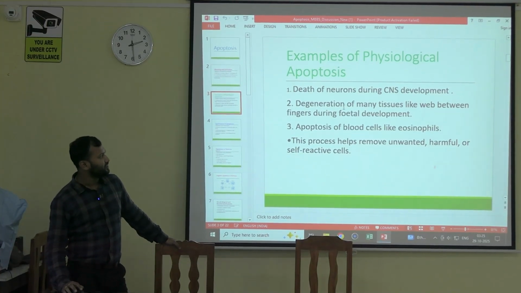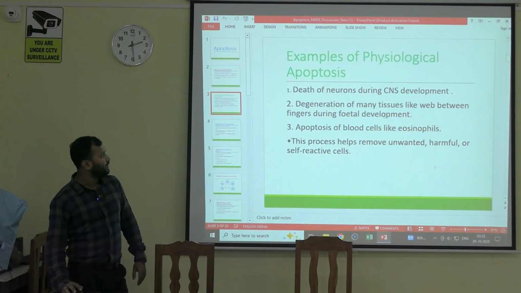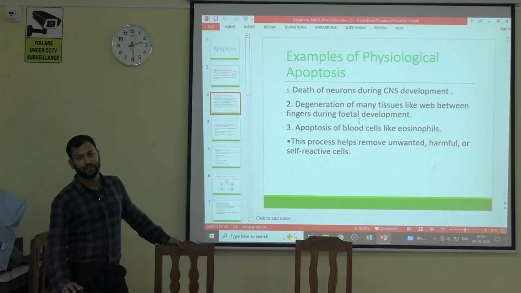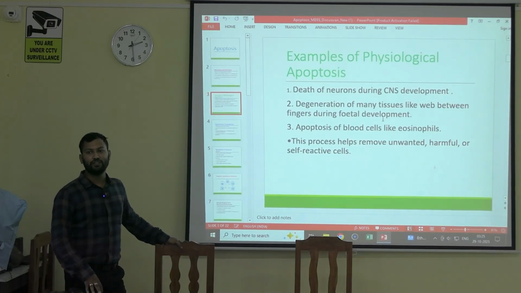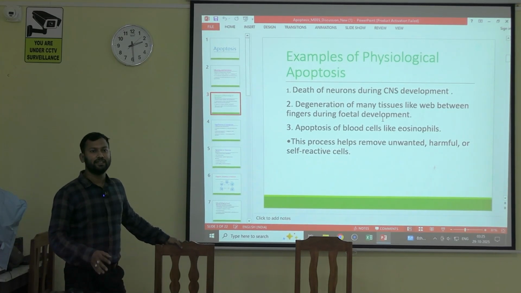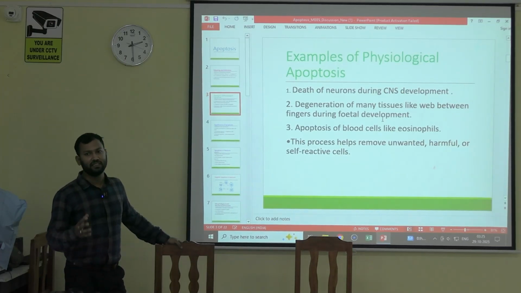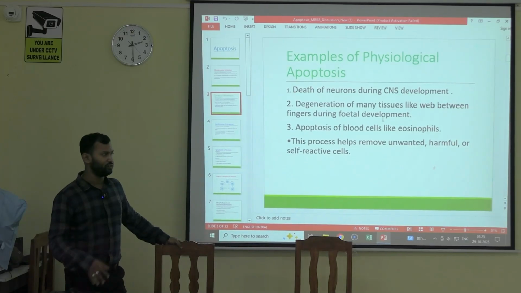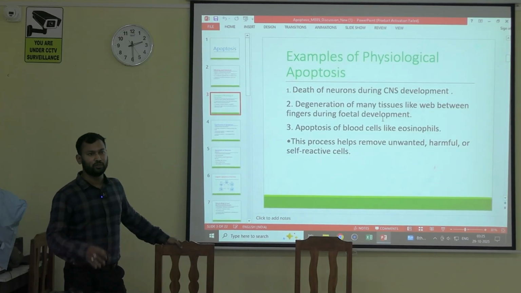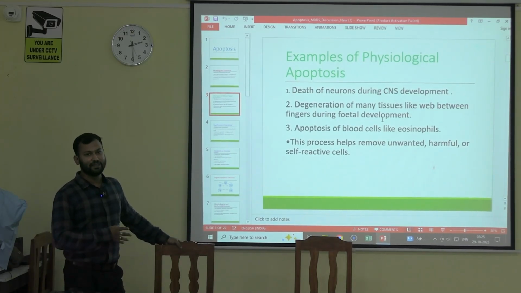Then there is degeneration of many tissues like the web between fingers during fetal development. In the fetus, if you look, you can find web-like features in the appendages, in the hands and feet. But these are not usually available when the baby is delivered. There are no webs between the fingers or the toes. So these are also removed by the body. How is it removed? It is by apoptosis only.